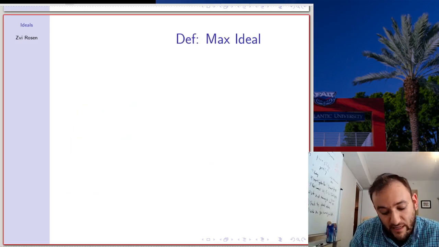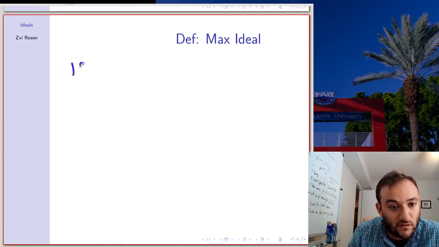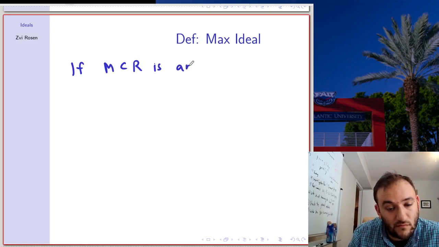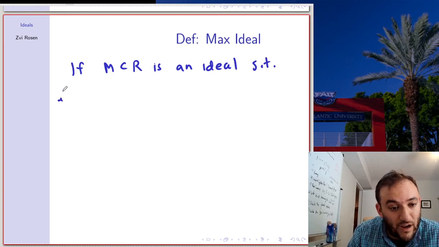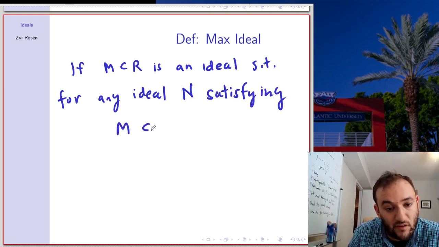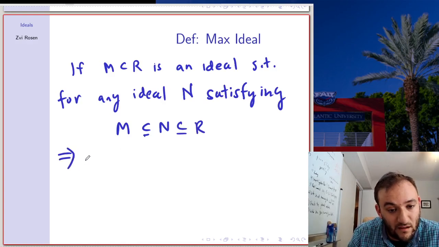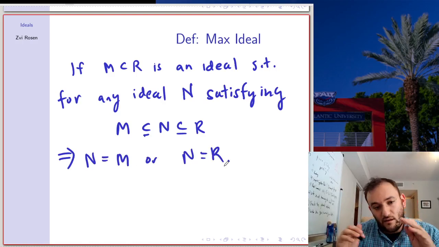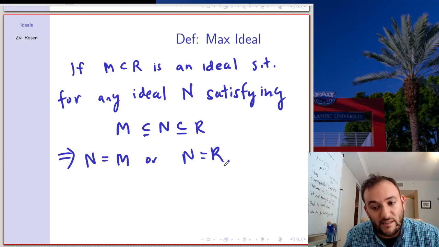And now we can define a maximal ideal. So if M in R is an ideal such that for any ideal N satisfying M contained in N contained in R, then N must be equal to M, or N must be equal to R. Okay, so it's the biggest possible ideal until you hit the ring itself.